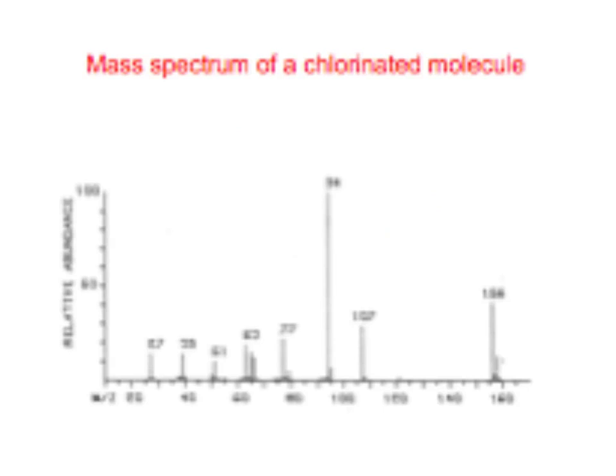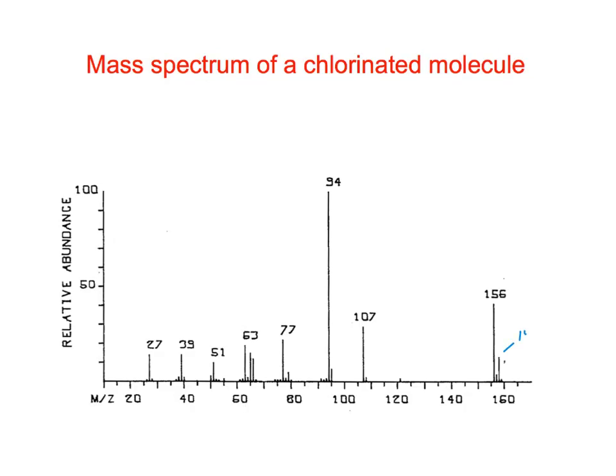All right, so the next structure, we see 156 and 158, and these are in a roughly 3-to-1 ratio. And so this tells us that there's chlorine in the molecule.